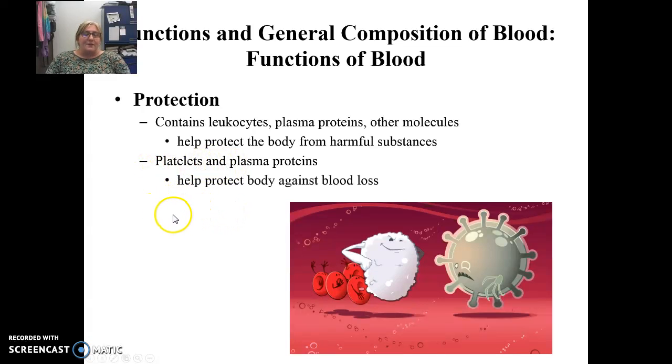Platelets help to protect us from bleeding out. So both of these are protective cell types. Depending on the exact white blood cell, they do have slightly different functions. Most of our white blood cells are nonspecific, but we do have a couple that are specific. They only fight off one type of invader, and they do it really, really well. And that we'll talk about when we get into the immune system in chapter 22.